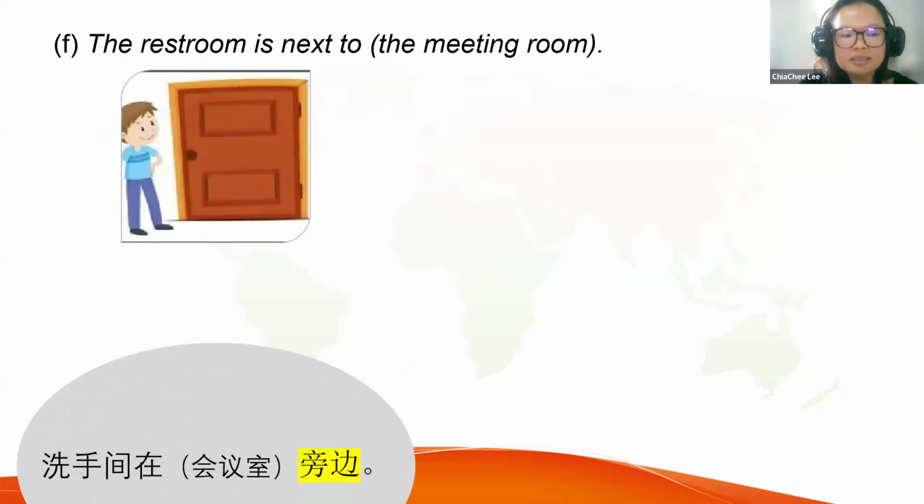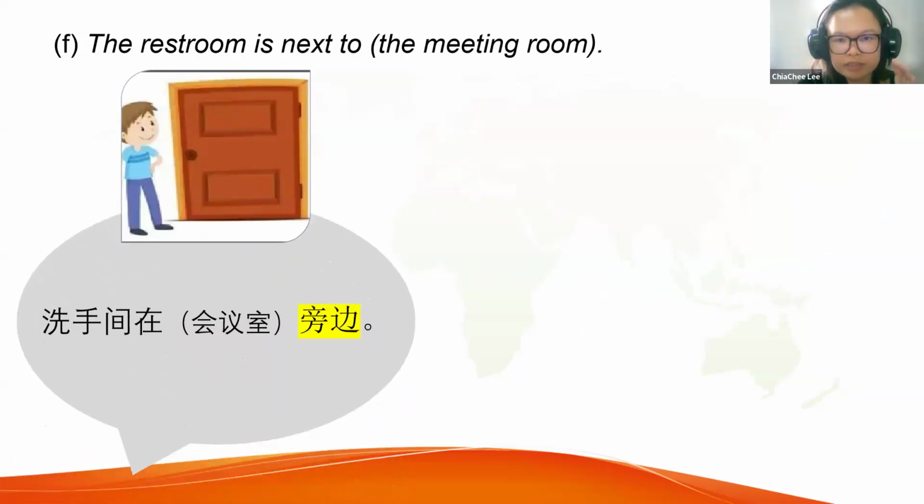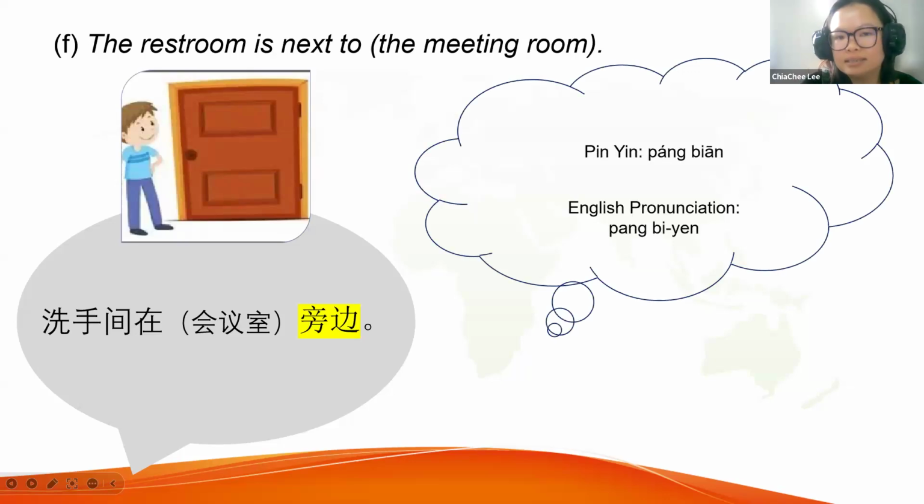Okay, we have 2 places. So what we have to remember is the emphasis goes to the subject. Because we are checking on the restroom, we have to say 洗手间在会议室旁边. So it would be considered a clearer explanation, compared to saying 会议室在厕所旁边. So whenever people ask, excuse me, where is the toilet? You can just say the toilet is next to the meeting room. 厕所在会议室旁边.